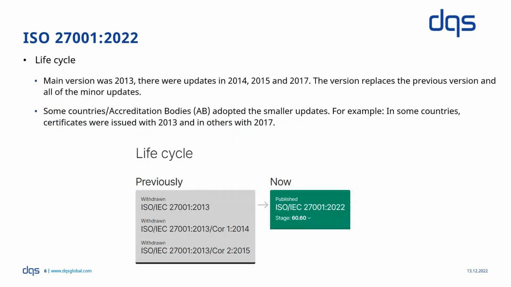Now let's look at the life cycle of this standard. The main version was 2013, and there were minor updates in 2014, 2015, and a European update in 2017. Those minor updates were used differently in different countries, resulting in certificate discrepancies across the globe. The new release of 27001 in 2022 withdraws all previous releases. This eliminates the confusion and the variation in the printed certificates around the world.